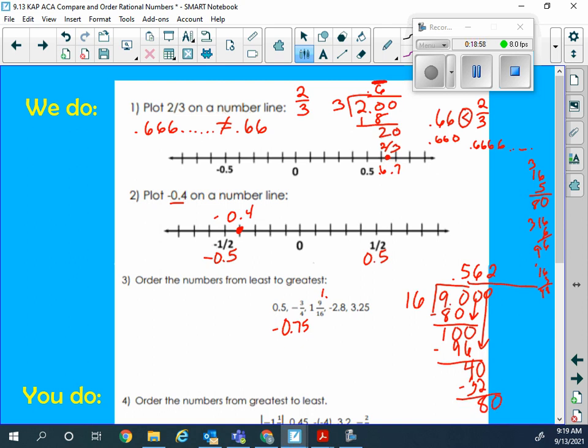Uh-oh. Yay, look what happened. Have we already seen 80? Yes. And we say thank you because we've already seen it, right? Okay, so 1 and 9/16 is equivalent to 1.5625. It's all of those. Okay?